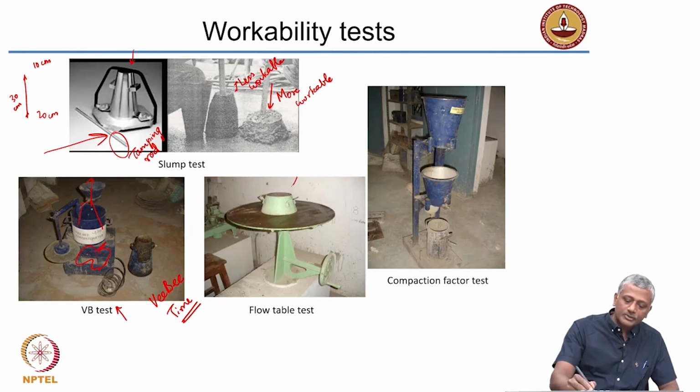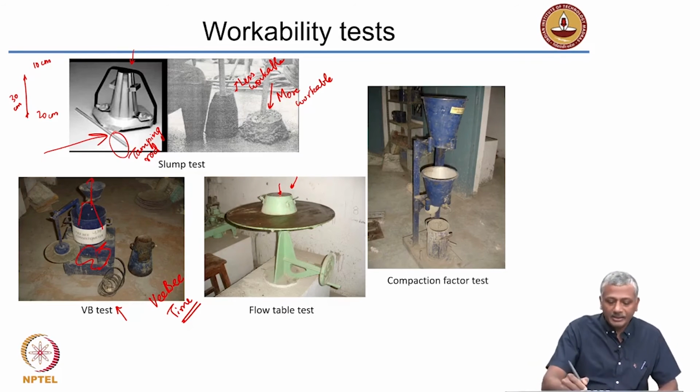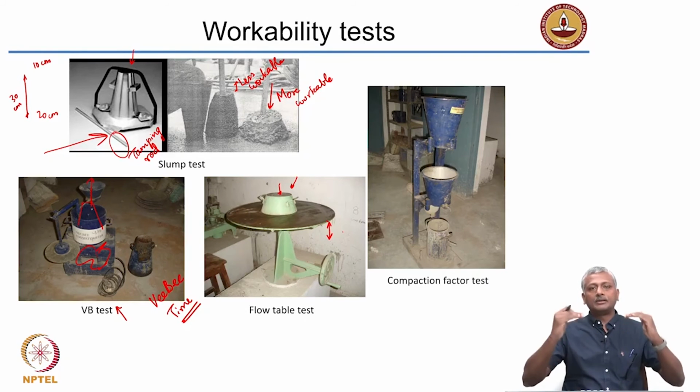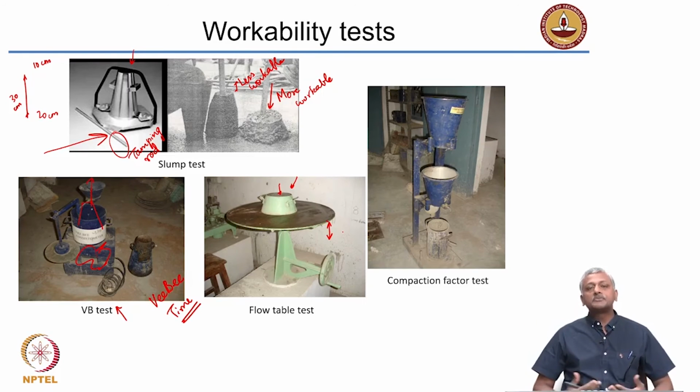Another test which is commonly used is a flow table test. So, here you put your concrete inside this frustum of a cone, lift that, and then you have this table which is jolted up and down a certain number of times. Okay, what will happen because of this jolting? The concrete will get vibrations and it will start spreading out. Then you measure the total spread of the concrete, and that spread is basically called the flow table spread. Okay, it's usually measured in millimeters.